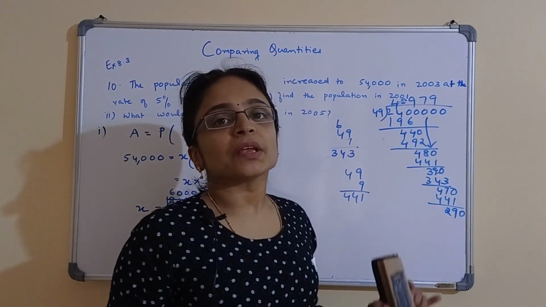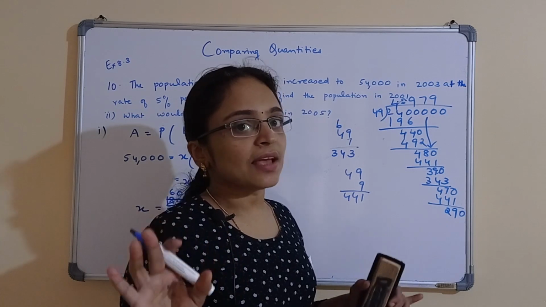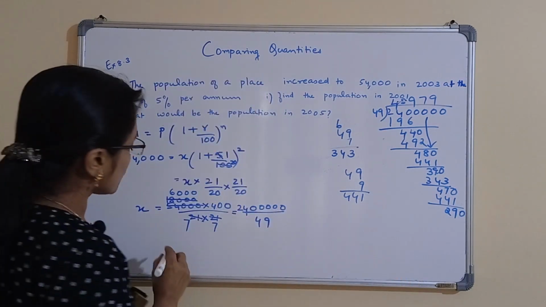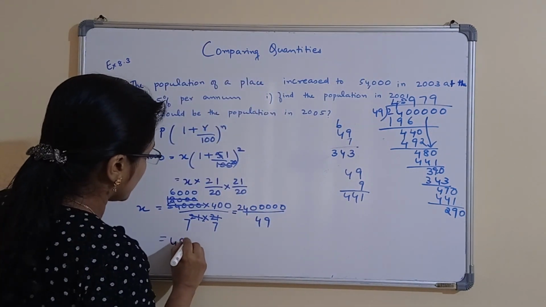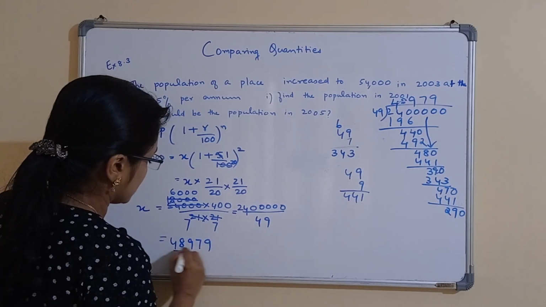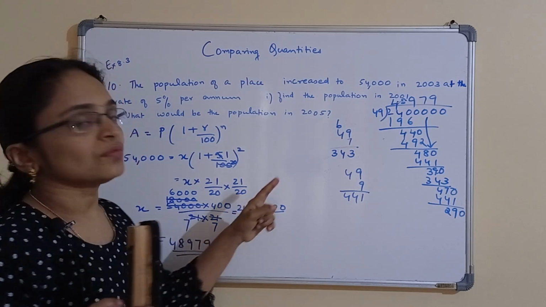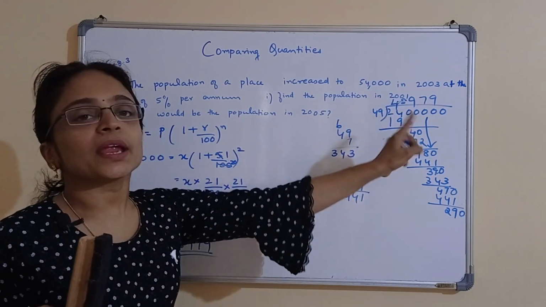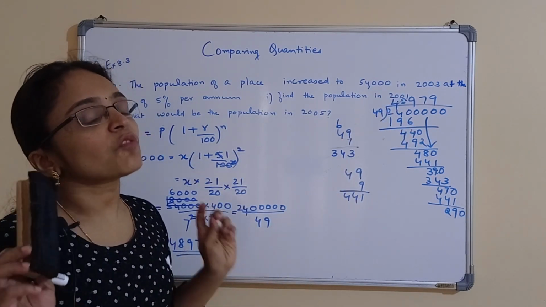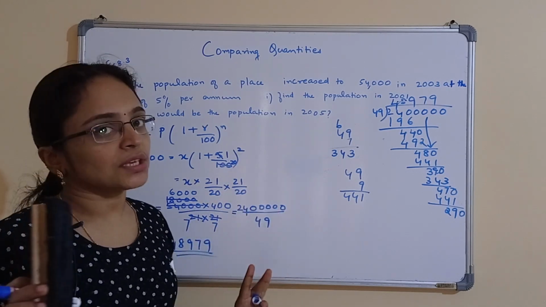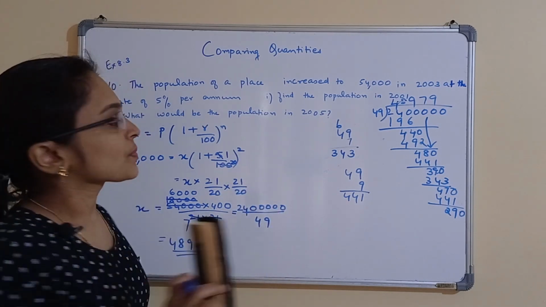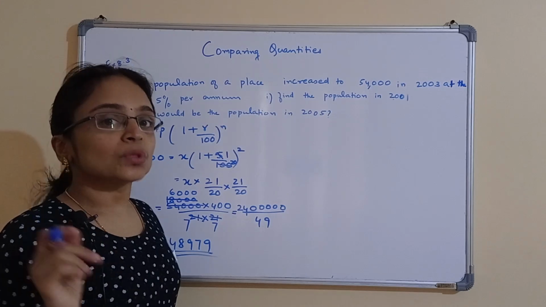It is approximately 48979. So the population was approximately 48979. Okay. So population in 2001 was approximately 48979, that is 48,979. Okay. Now what would be the population in 2005?